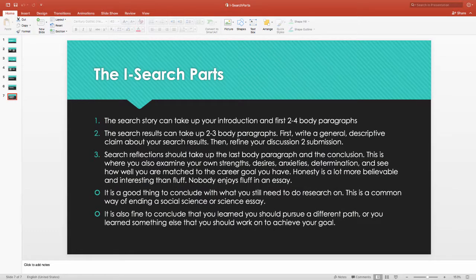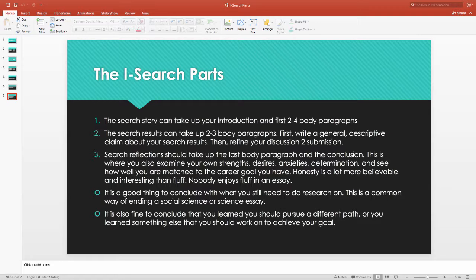The iSearch parts again. Number 1 is the search story, which can take up your introduction and the first 2 to 4 body paragraphs. The search results can take up 2 to 3 body paragraphs. First, write a general descriptive claim about your search results. Something about successful, not successful, surprising. What was your impression? So a general descriptive claim about your search results.